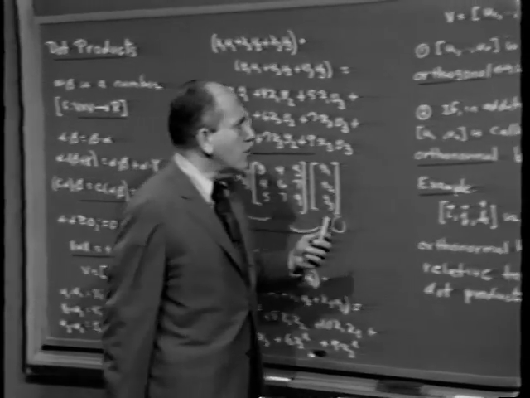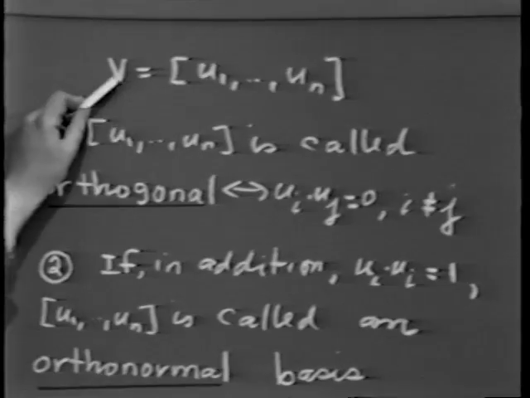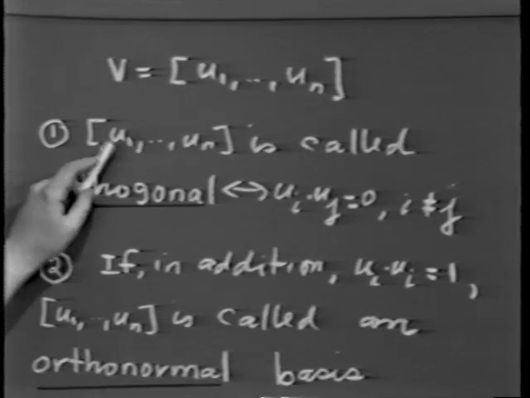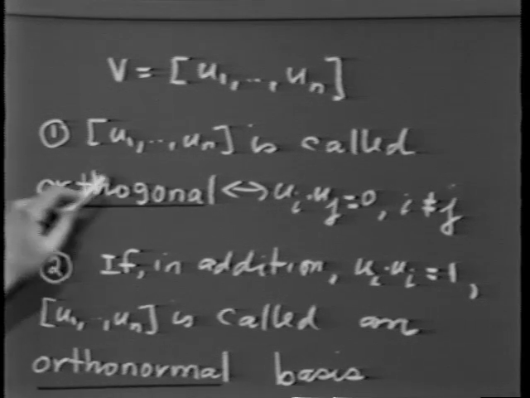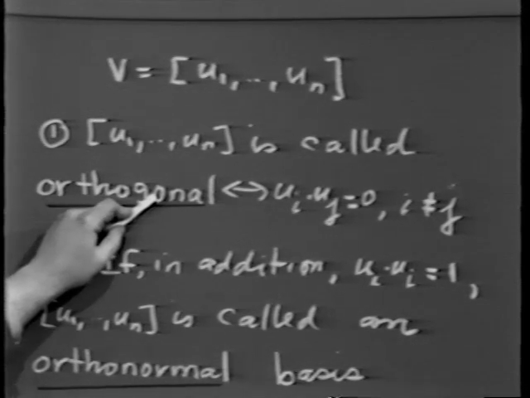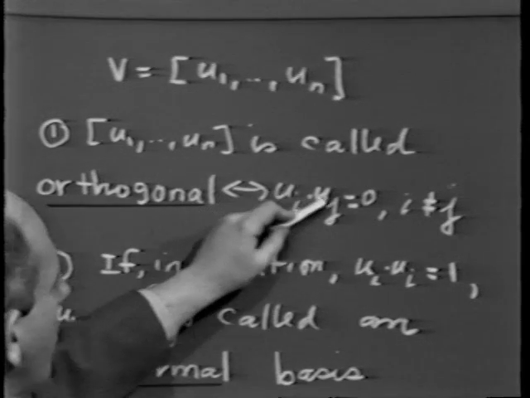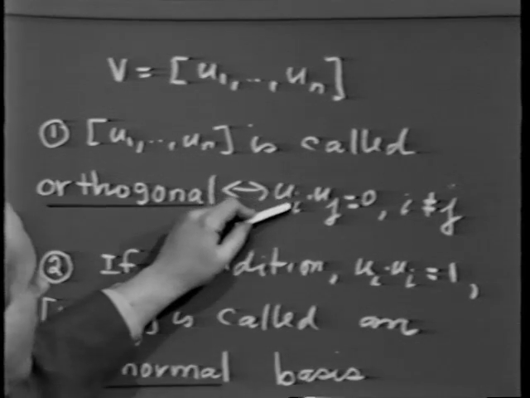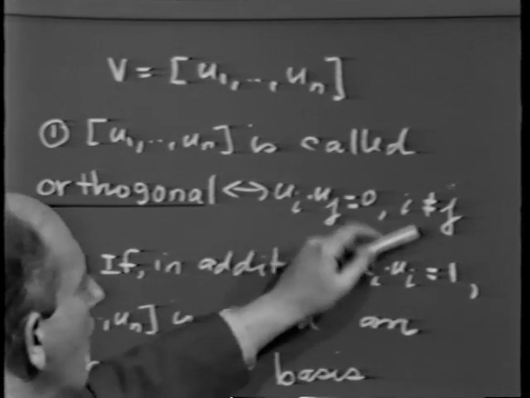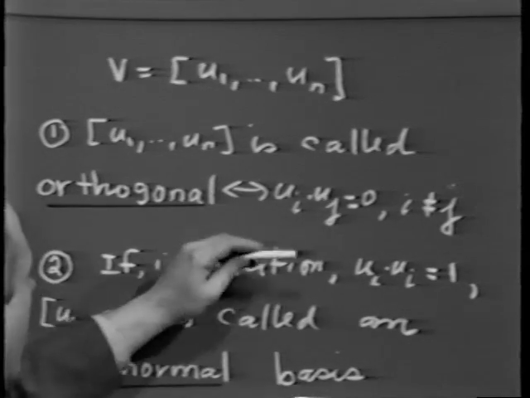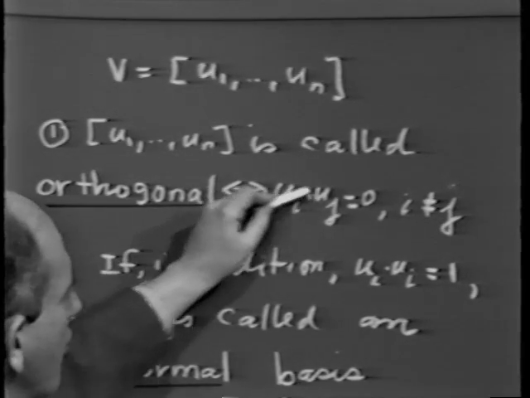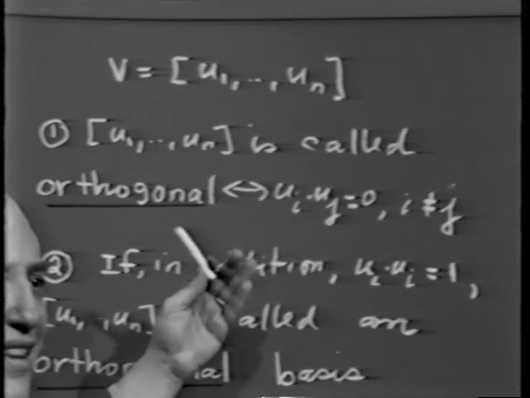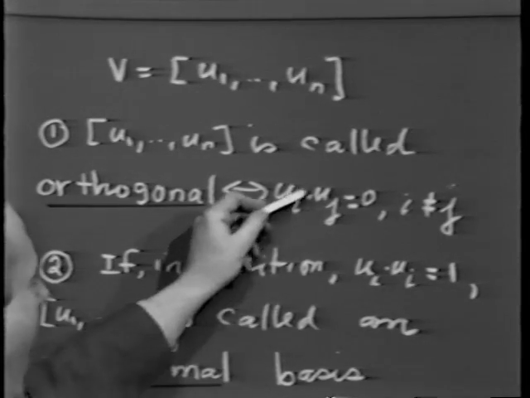By the way, some new terminology. If V is an n-dimensional vector space with basis u1 up to un, we call the basis u1 up to un an orthogonal basis relative to a given dot product if the dot product of any two different members of the basis is 0. In other words, if u sub i dot u sub j is 0 for all i unequal to j, we call this an orthogonal basis for the usual reason of what orthogonal means. When the dot product of two arrows was 0, we said the arrows were perpendicular, etc. This is just a carryover from that.